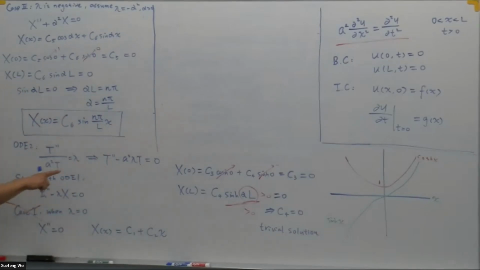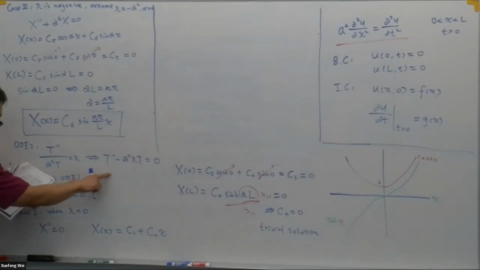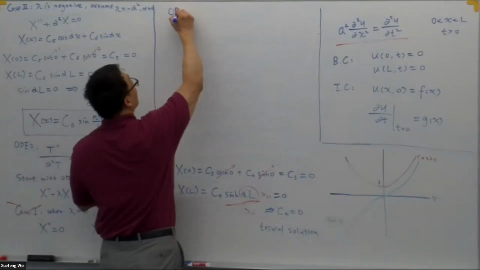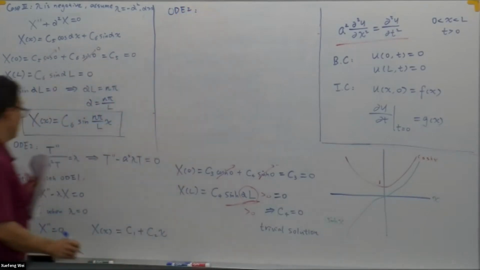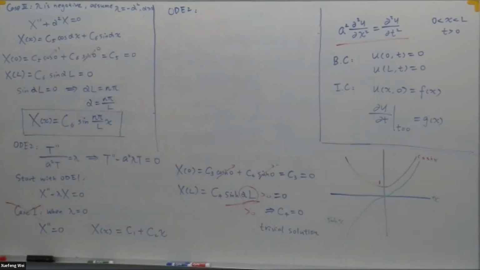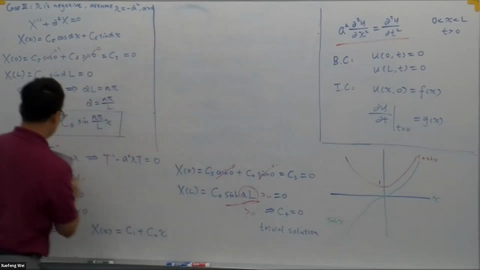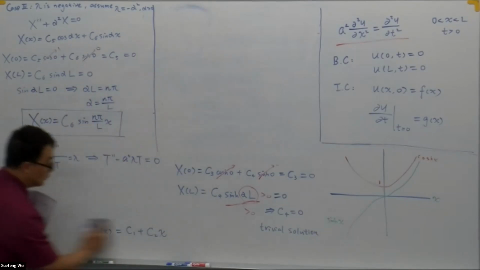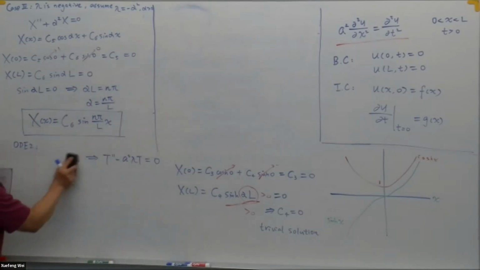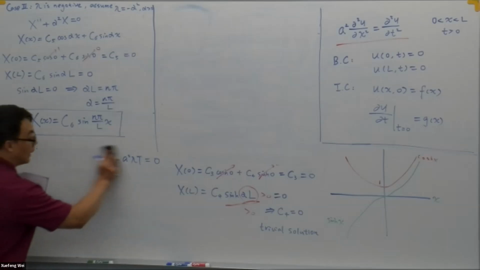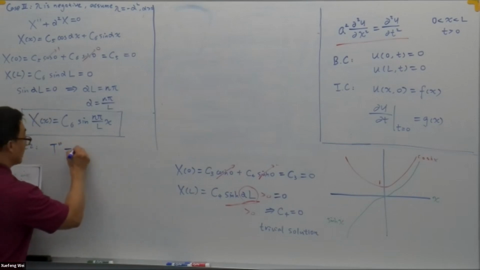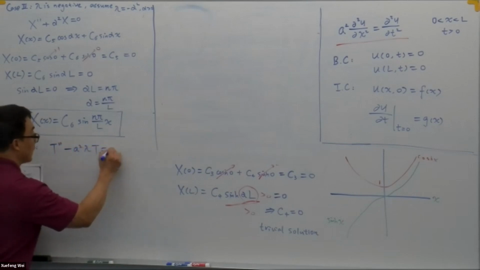So let's look at this one here. Okay, ODE2. Finally, let's look at ODE2. We have ODE2 here, right? ODE2 is this. I'll just write it here. T prime minus a squared lambda t. This is my ODE2.